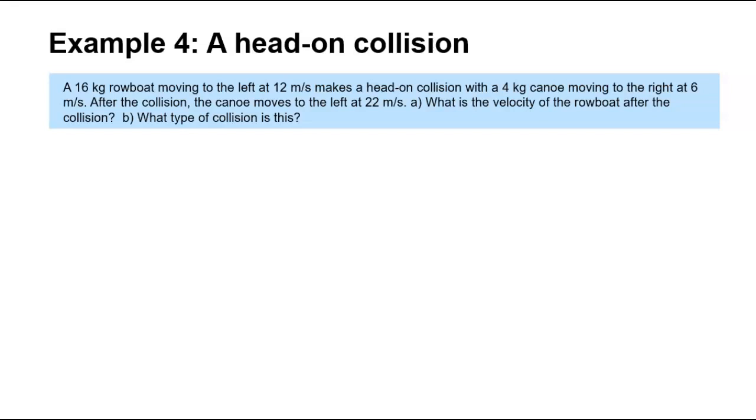All right, a 16 kilogram rowboat moving to the left at 12 meters per second makes a head-on collision with a 4 kilogram canoe moving to the right at 6. After the collision, the canoe moves to the left. What is the final velocity of the rowboat? All right, what I want you to see here is that they don't combine after the collision.